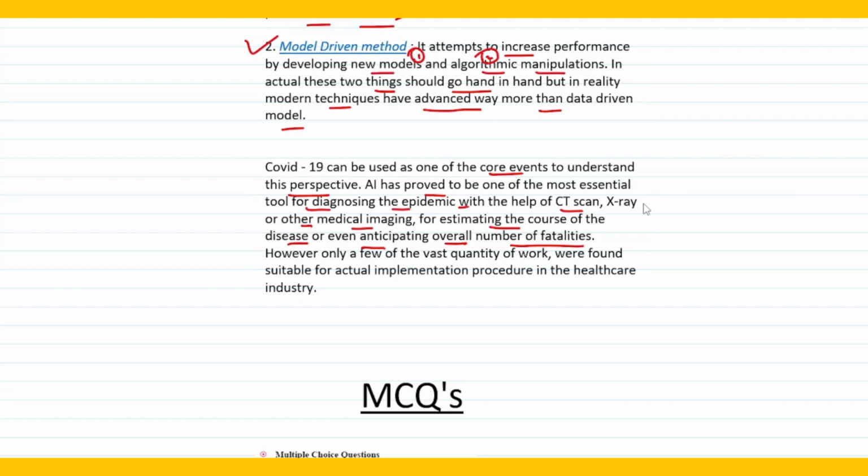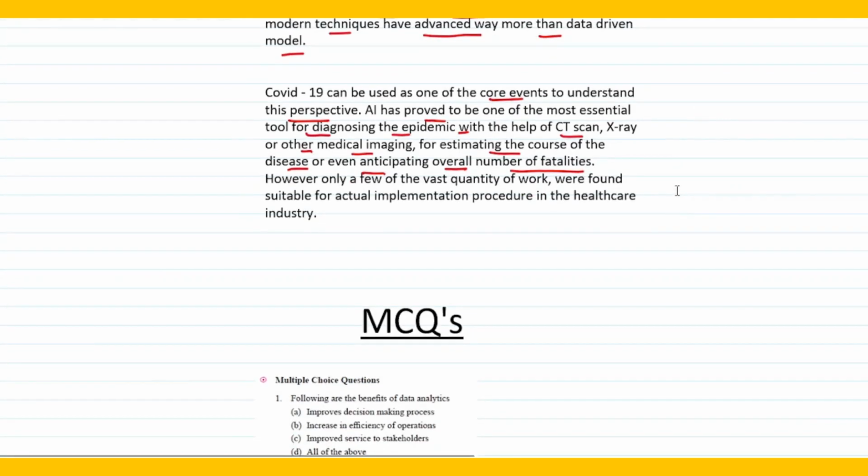How did it help them? It helped in diagnosing the epidemic with the help of what? CT scan, X-ray, other medical imaging. For what? For estimating the course of the disease or even anticipating the overall number of fatalities.